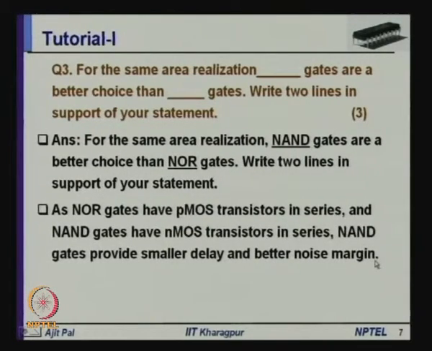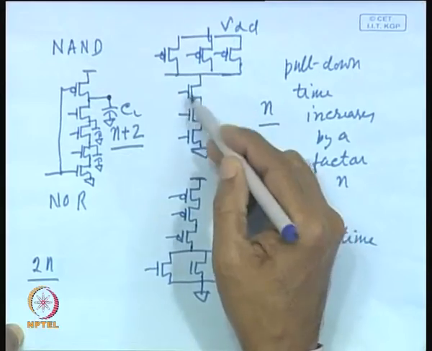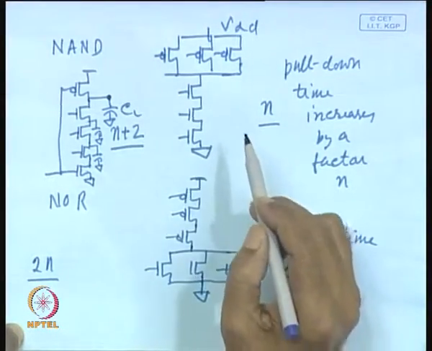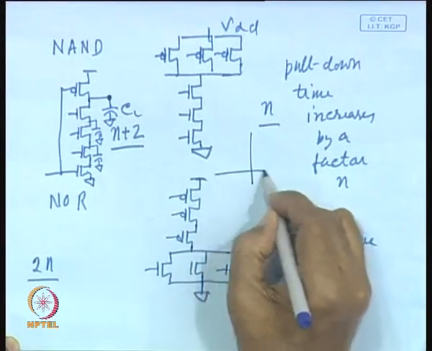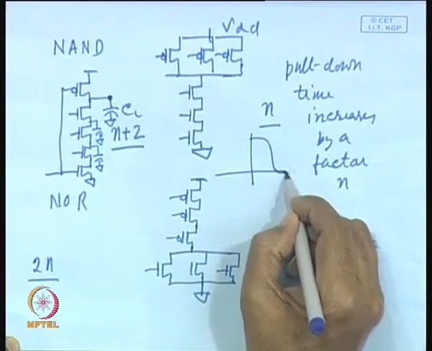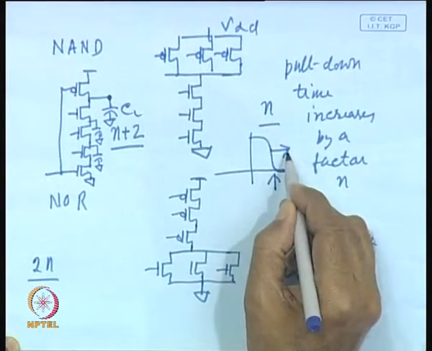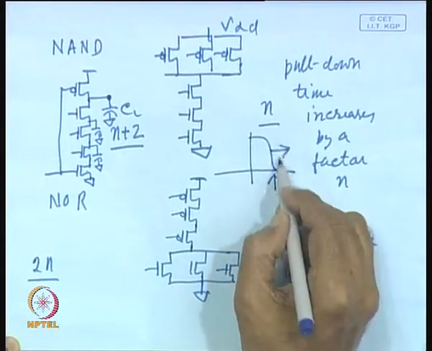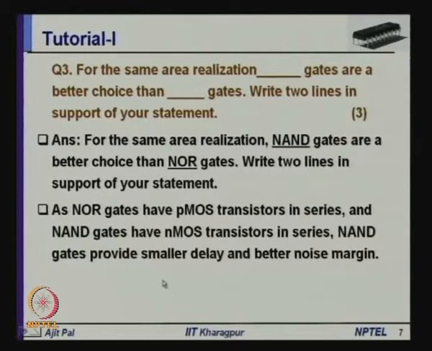While explaining this, the delay of this will be more than that of this, that is number 1, and as you know the noise margin is also better here, because as the fan in increases for the same area, initially the switching threshold voltage is lesser than VDD by 2, and then it moves towards VDD by 2, then it becomes more than VDD by 2. As a consequence, the NAND gates give you better noise margin and also smaller delay, and as a consequence the NAND gates are better choice than the NOR gates.